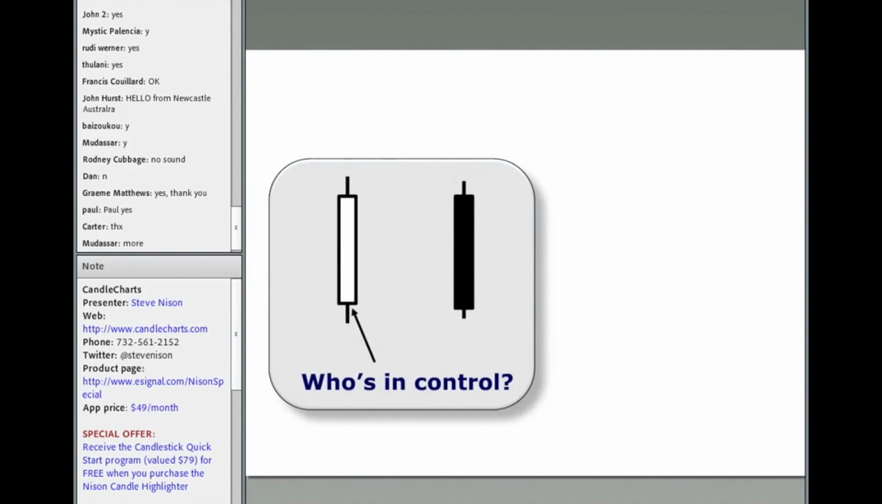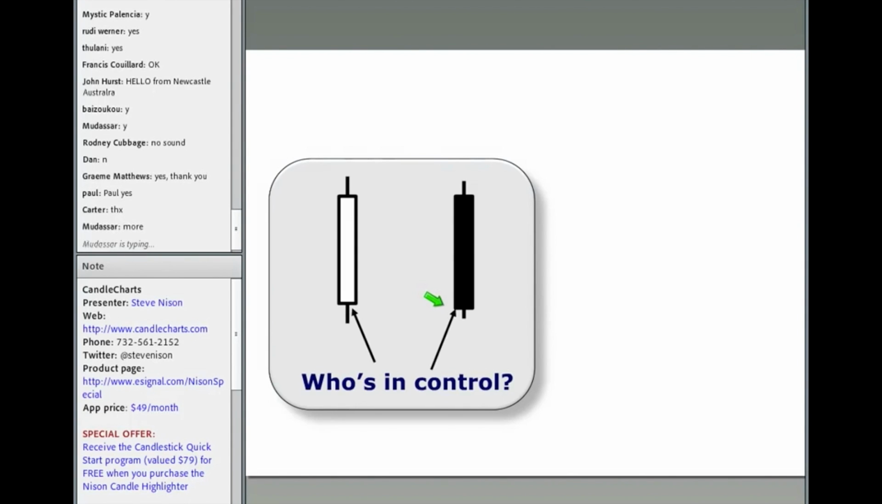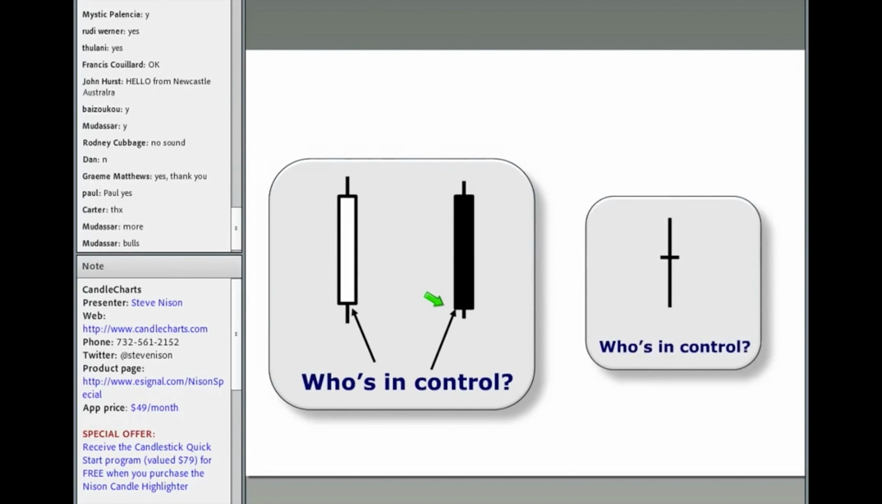So who's in control on this session here? Remember, for those who are new to candles, this is the opening and that's the closing because it's a white real body. Right, the bulls. The market opened at the bottom of the white candle and closed over here. And who's in control in the black real body? The market opened here and closed here. Right, the bears.